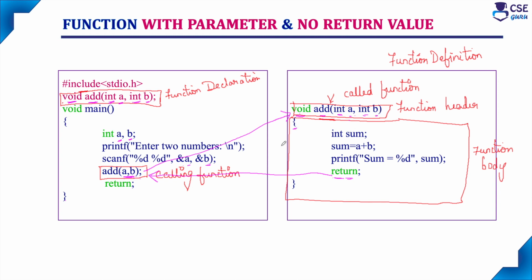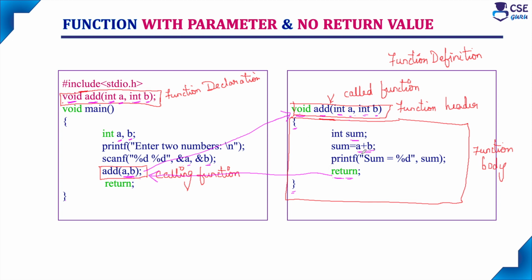And this is the start of the user-defined function, and this is the end of this user-defined function. And there are three parts in function body. One is the local declaration, that is int sum. And these two statements are execution, that is sum is equal to a plus b, and printf statement. These two statements are the execution part. And then the third part in function body is the return statement. And here we have declared one variable, that is sum.